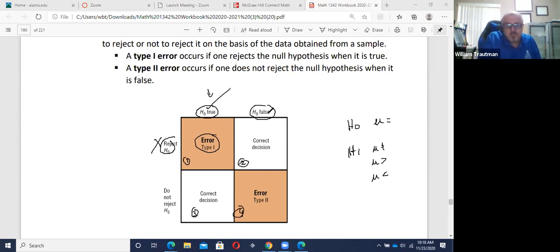Now, if your null hypothesis says it lasts 12 months, but the oil goes bad after 3 months, and you say, oh, my oil is good for the whole 12 months, but it wasn't, that's called a type 2 error. So a type 1 error is if the null hypothesis is true and you say it's false. The type 2 error is if the null hypothesis is false, but you say the statement is true.